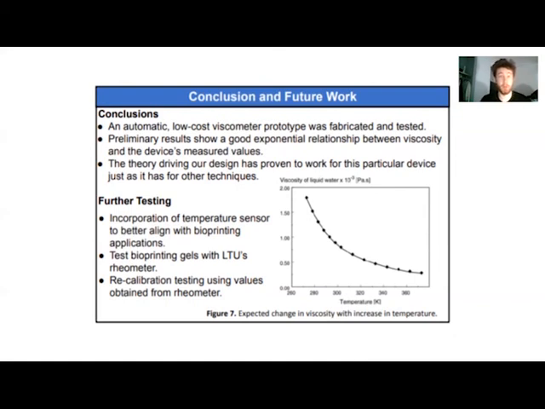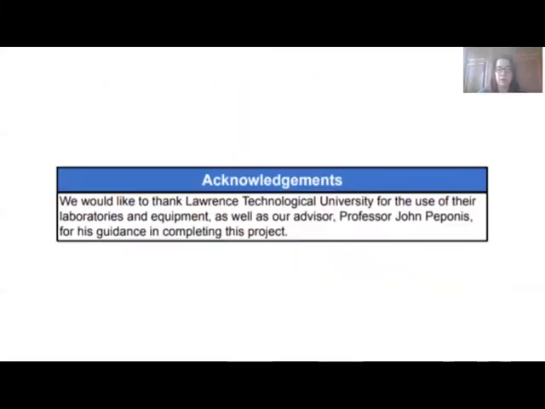Further testing will need to incorporate a temperature sensor to better align with the bioprinting applications. The graph over on the right, figure 7, is just showing the relationship we'd expect to see as temperature increases. We'd expect to see a decrease in viscosity. And then obviously we'll need to test the bioprinting gels with the use of a rheometer in order to determine specific viscosity values at specific temperatures, and then recalibrate our device using those values.